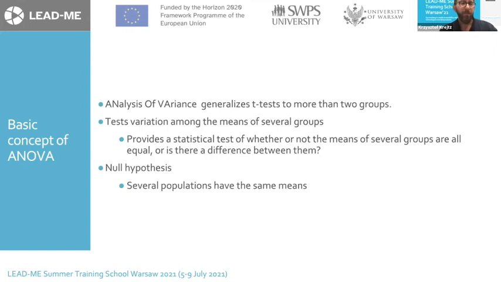Just to remind you, the analysis of variance, called ANOVA, is a generalized t-test. It allows us to compare the averages, the means, among 3 or more groups or 3 or more conditions. The null hypothesis for ANOVA is that the several populations or conditions have the same mean, and the alternative hypothesis is that at least one mean is different. So that's the basics of ANOVA.